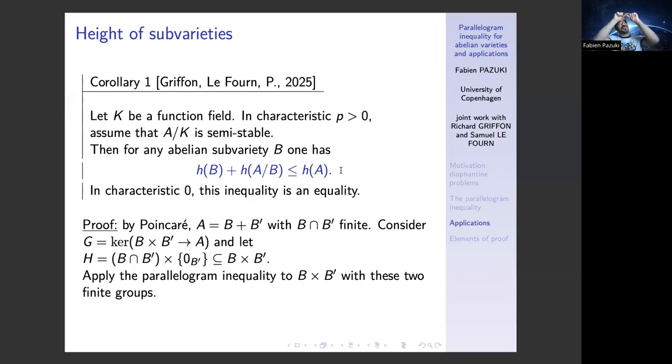This can be understood if you like exact sequences. You take a look at B goes to A, that goes to A over B, and then you have an exact sequence like that, and then the height is super additive. Yeah, so it's actually a nice property to have. Anyway, so that's the first corollary. It answers the question: how do you get a control on the height of B by the height of A? If you have a parallelogram inequality, then you can use this proof both in the setting of number fields. That's what Rémond did. And also in the setting of function fields, also in characteristic p, because we have it. Okay, so that's the first corollary.